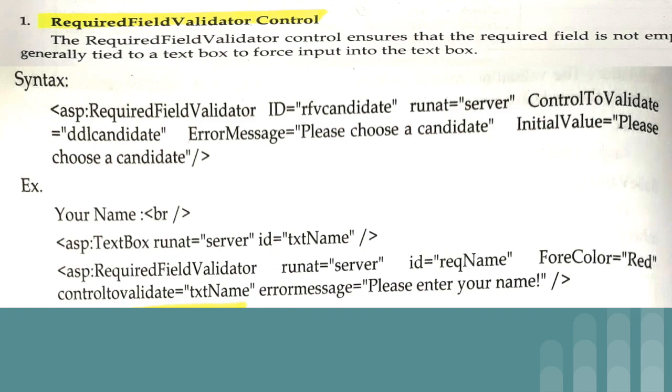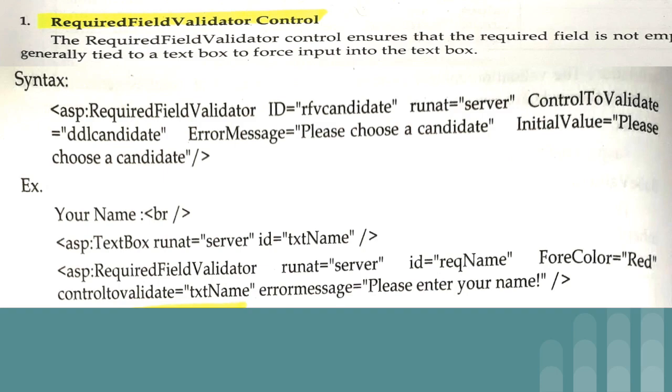We are having one text box whose name is txtName, and in this text box we are going to take the name from the user, and we want to make this particular field a mandatory one. For that we are going to use the required field validator. Runat and id are already there. Fore color, if you want, we can set that. Actually all such control attributes will be clear in the practical session.